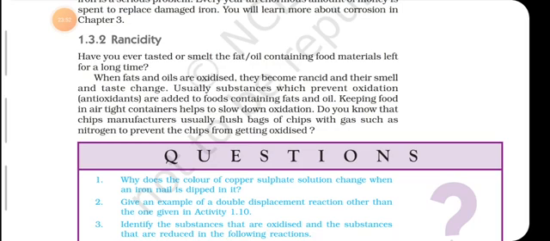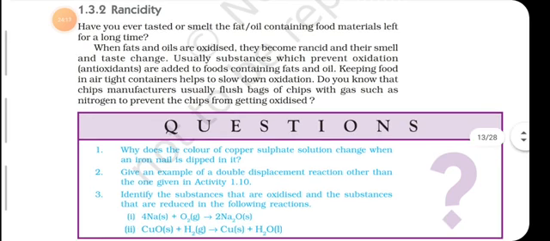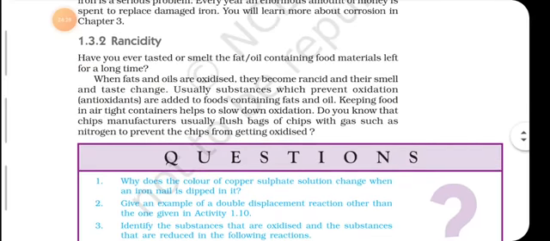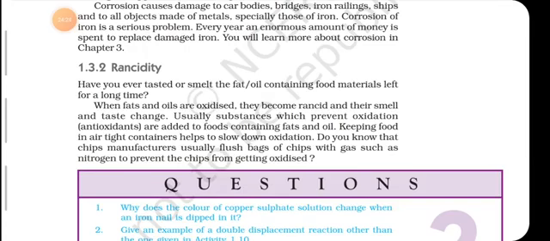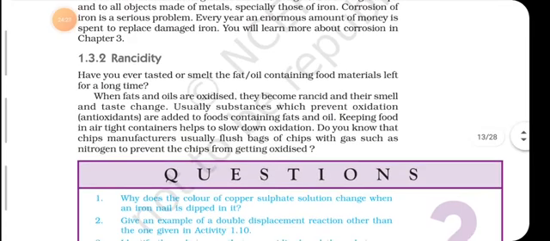Keeping food in airtight containers helps to slow down oxidation. Sometimes for the preservation of food, we also add vinegar to it. Vinegar also acts as an antioxidant. So these are the various ways, adding vinegar, keeping food in airtight containers, etc., that help to slow down oxidation.